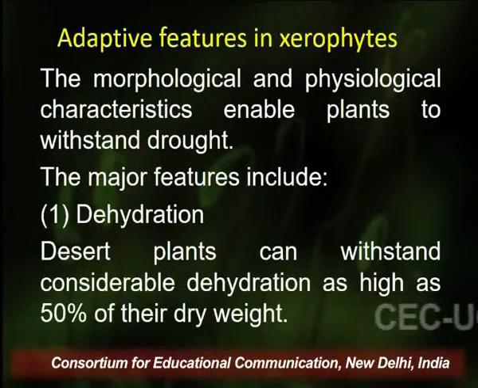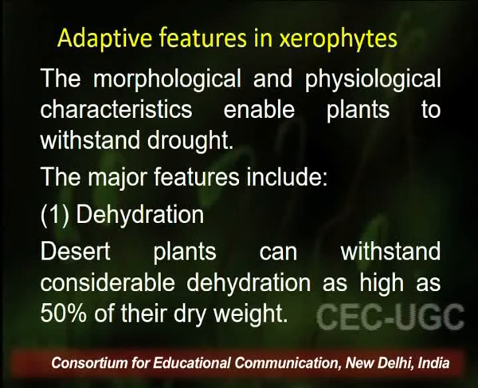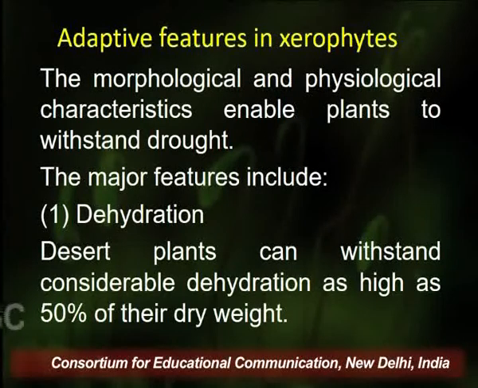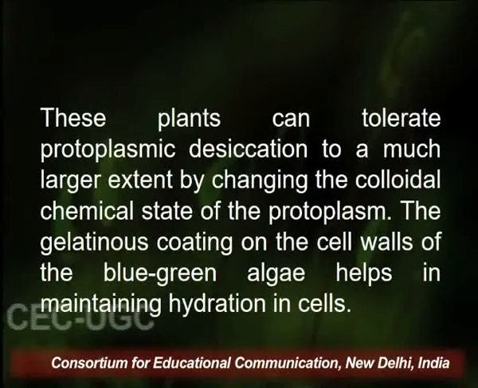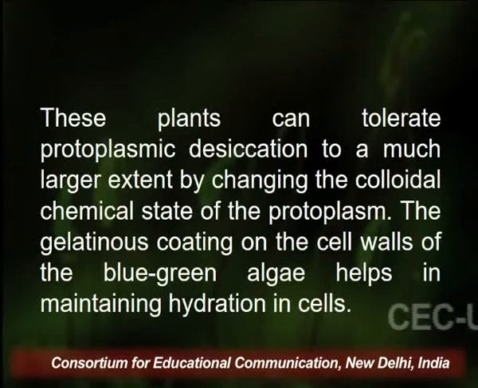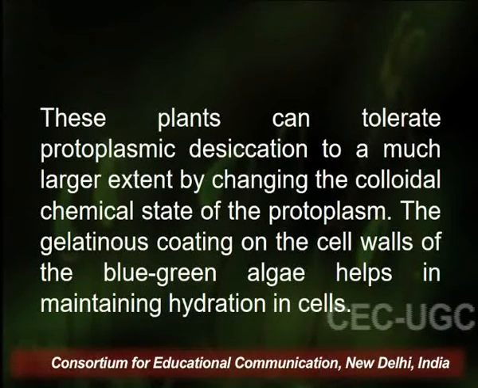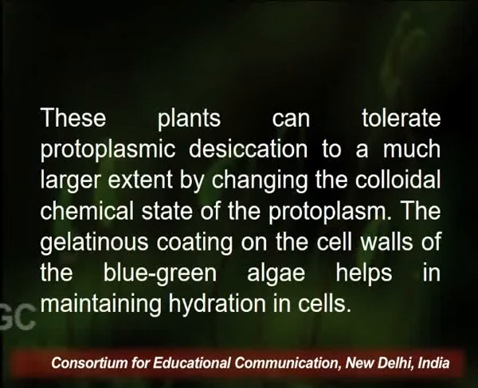Now let's move on to the adaptive features in xerophytes. The morphological and physiological characteristics enable the plants to withstand drought. The major features include dehydration tolerance. Desert plants can withstand considerable dehydration as high as 50% of their dry weight. These plants can tolerate protoplasmic desiccation to a much larger extent by changing the colloidal chemical state of the protoplasm. The gelatinous coating on the cell walls of blue-green algae helps in maintaining hydration in cells.